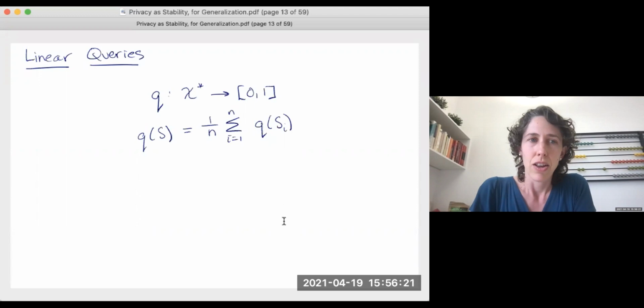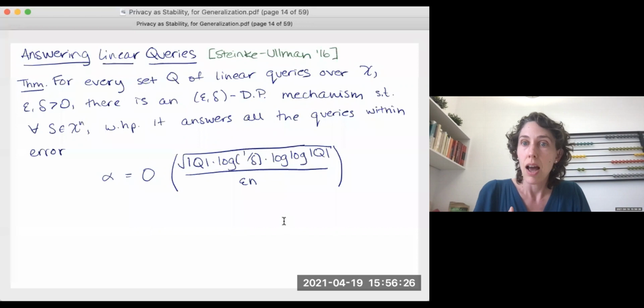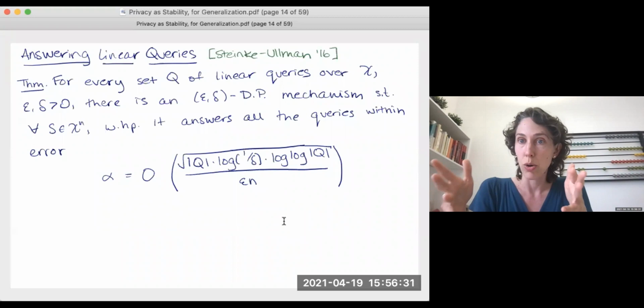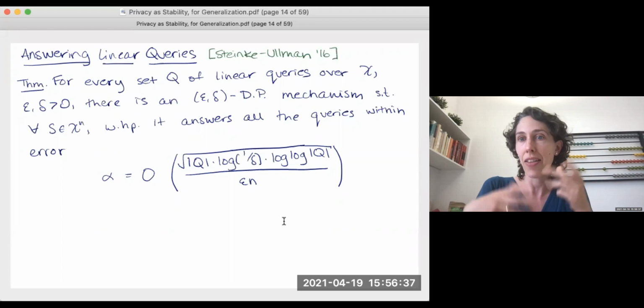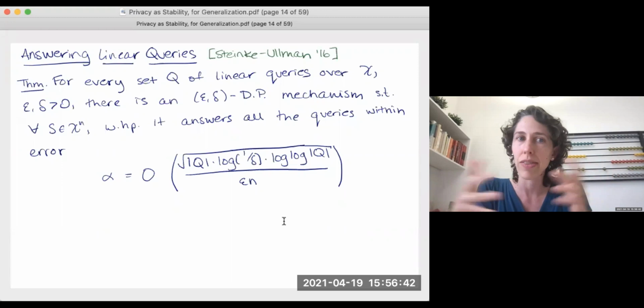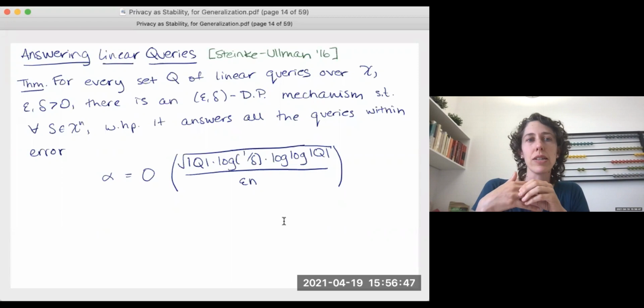So what do we know about linear queries and differential privacy? One thing you can do if you want to answer linear queries with the differential privacy guarantee is compute the correct answer on your data set, and then add some Gaussian noise. It turns out you can do something slightly more clever than that. And if you do something slightly more clever, the types of guarantees that you get look like this.